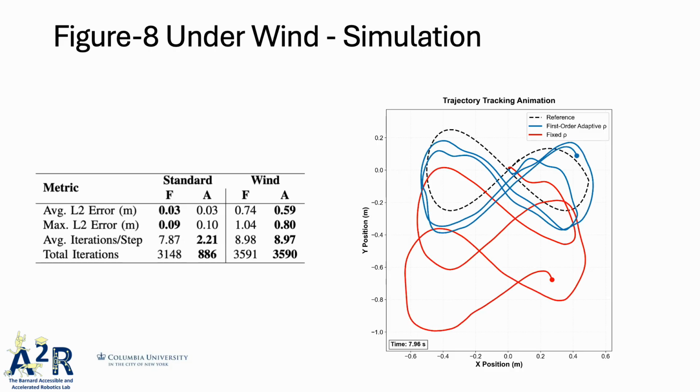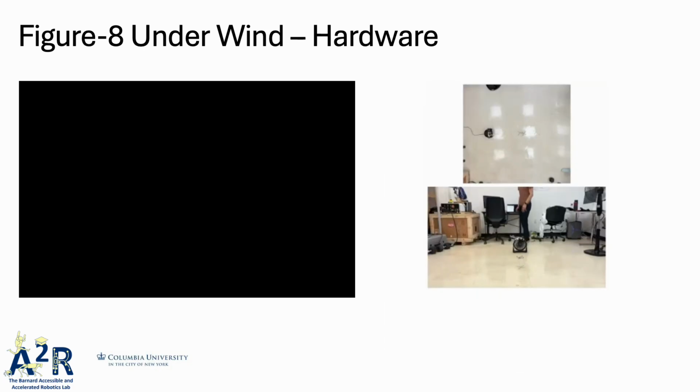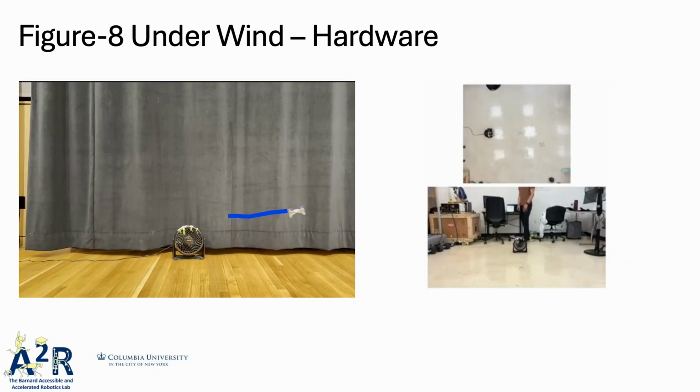And under wind, our method delivers a 20% reduction in average tracking error and 23% reduction in maximum error compared to the fixed approach. We also deploy our approach on an actual Crazyflie 2.1 Plus, where we subject it to wind from a fan. We see that the Crazyflie very closely follows a figure-8 trajectory, closing the sim to real gap.